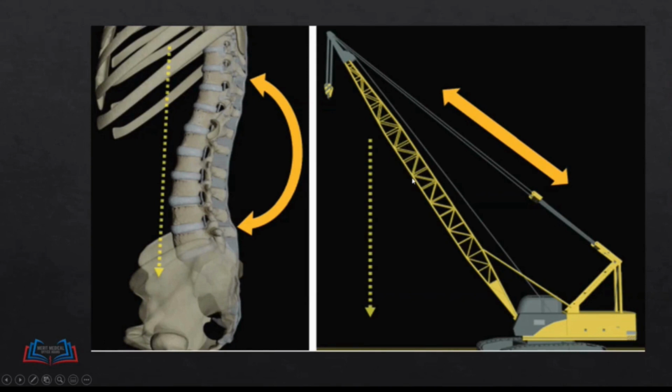So if you injure the bones, that's up front, and that's usually a compressive force. And if you injure the ligaments, you injure this tension band back here. Picture if I climbed up there and cut these wires, the whole crane would fall forward.